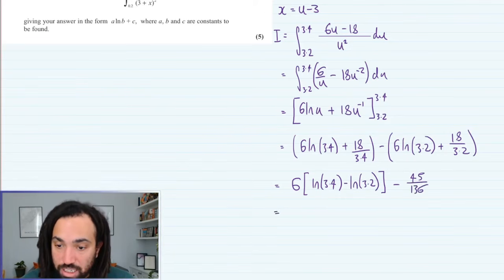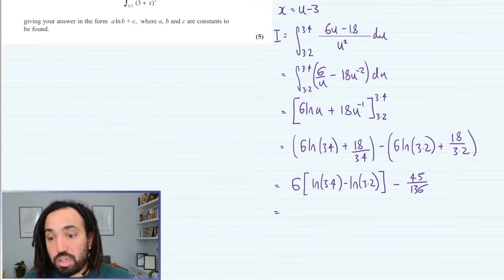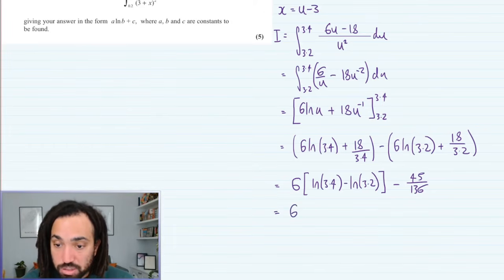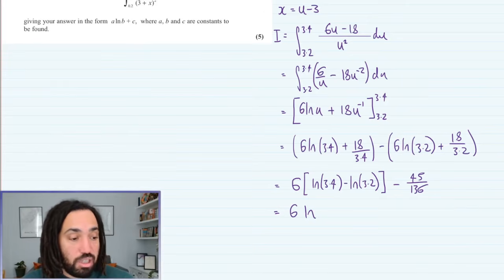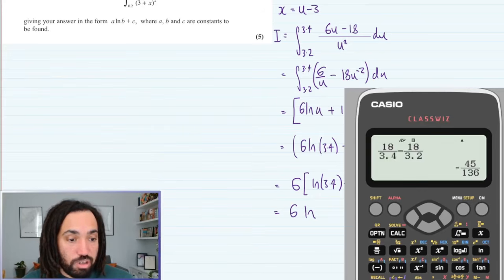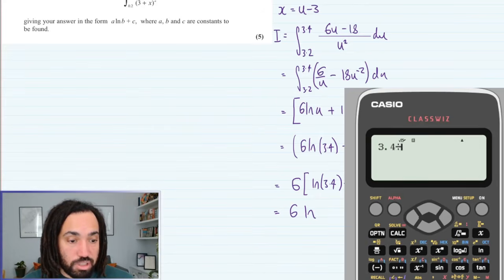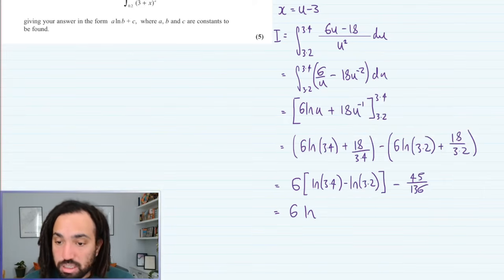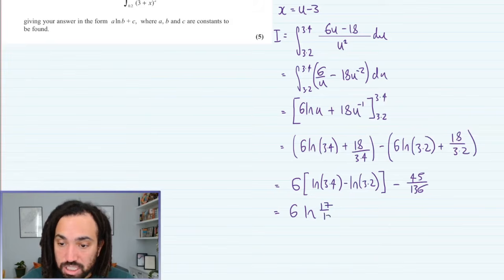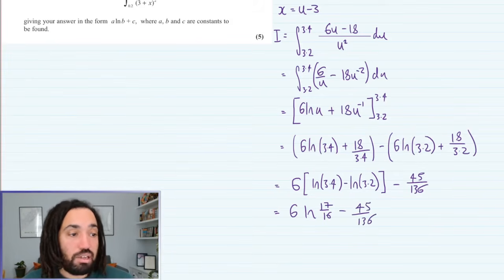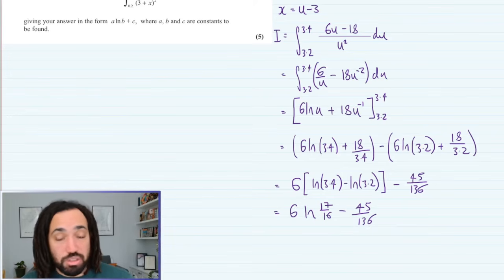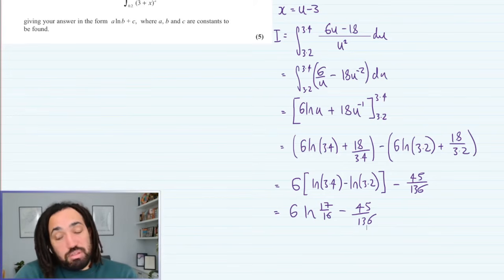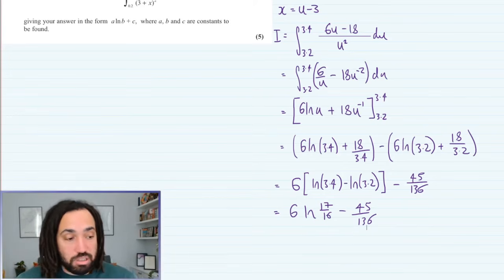And then finally, what we need to do is we need to divide the inputs of these lns, because we've got two lns minus each other. So we just do 3.4 divided by 3.2, which gives us 17 over 16. So it's ln 17 over 16, and then also minus this 45 over 136. So yeah, you could do substitution or integration by parts. I just picked substitution, and there's your answer.